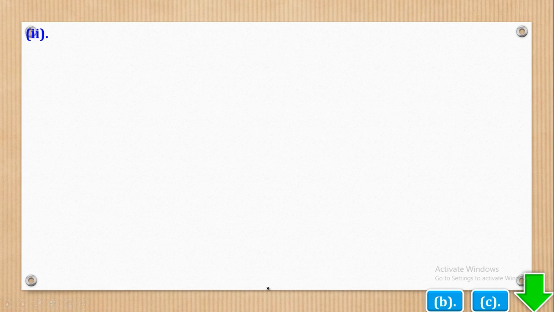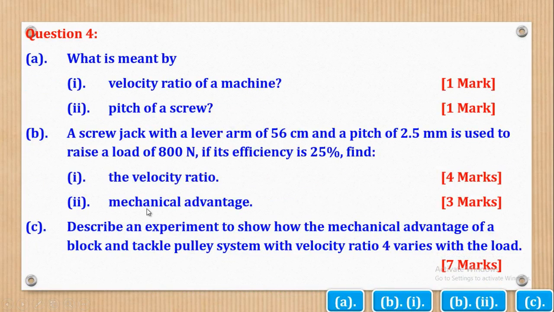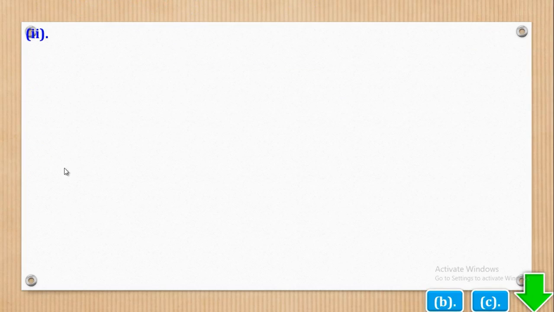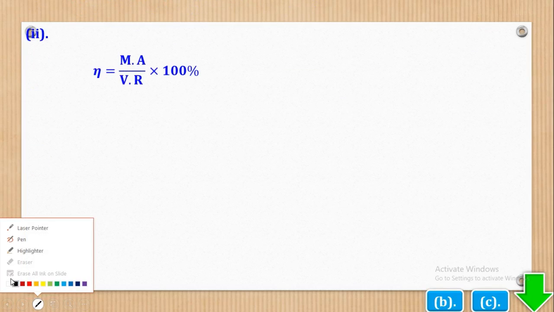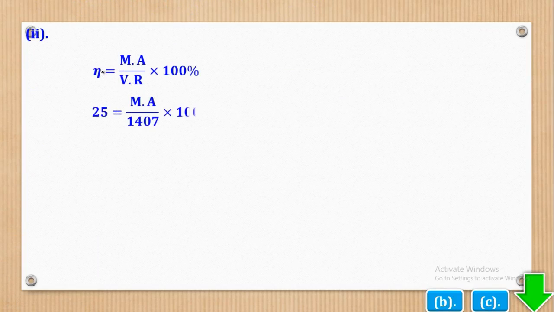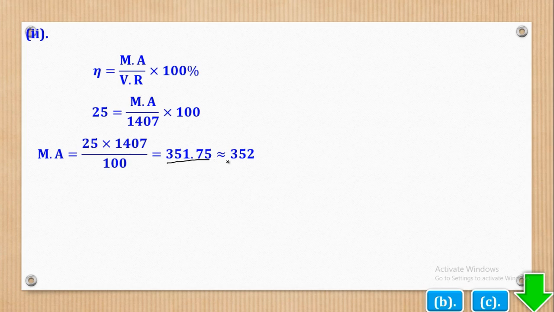So now we shall go to part B, Roman 2. Roman 2 says they want the mechanical advantage. So we know that efficiency is equal to mechanical advantage over velocity ratio multiplied by 100. So I'll come and substitute for efficiency and velocity ratio to remain with this as the only unknown. So when I make M a the subject, it will give me this, which approximates to 352 as the mechanical advantage. So that was part B. Now we shall go to part C.